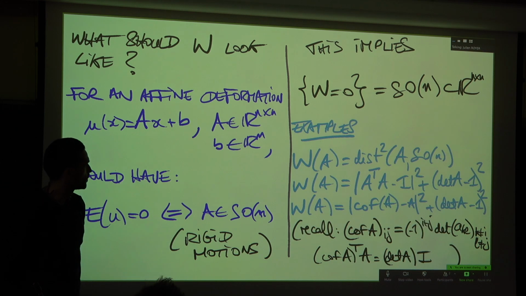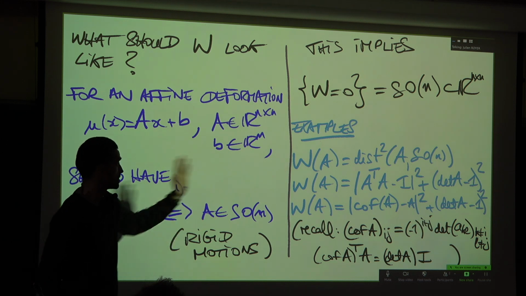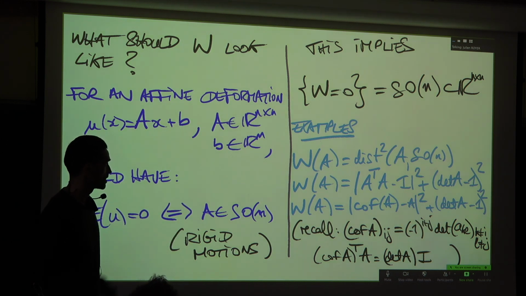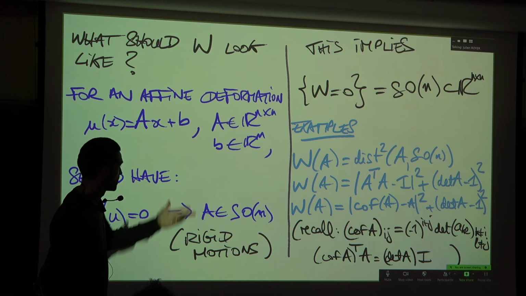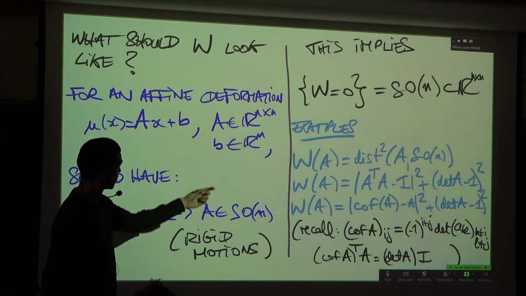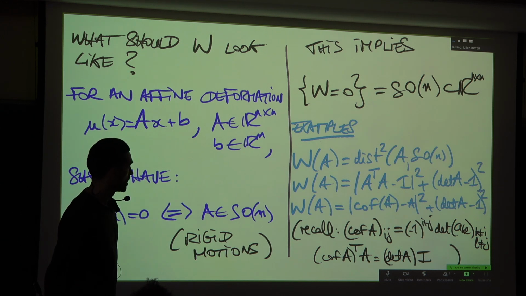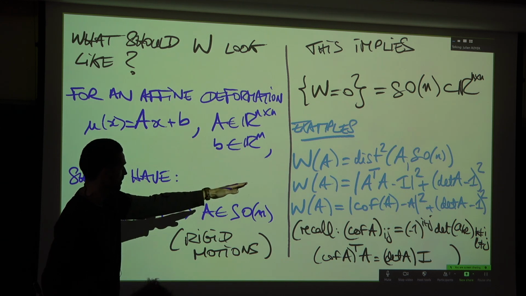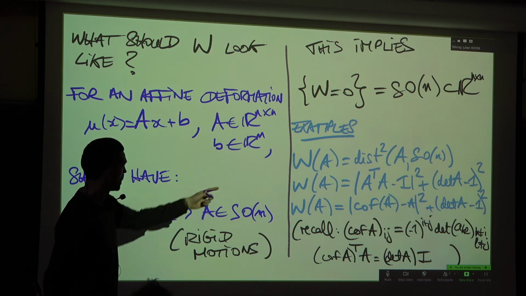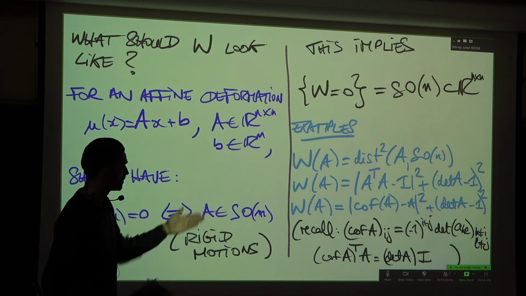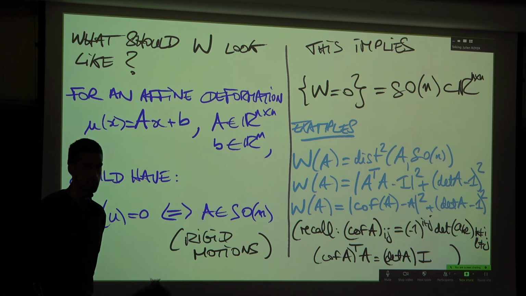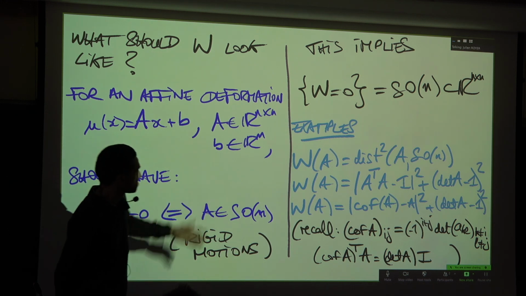Okay, let's give some examples of functions that satisfy that. For instance, you could take the distance of a matrix A to rotations and you square it. Why not? Or you could take things that are a little bit more complicated, like you take A transpose, you multiply it with A minus the identity, and then something that forces the determinant to be 1. Well, this is also a non-negative function, and if it is 0, then A transpose A is the identity, the determinant is 1, so you have a rotation.